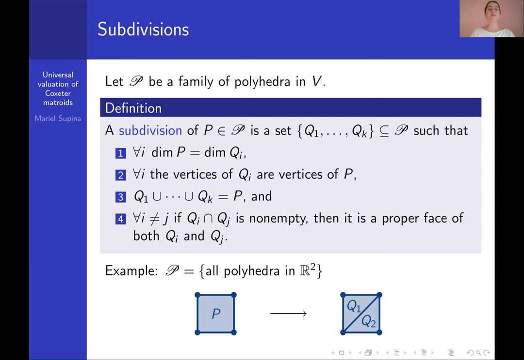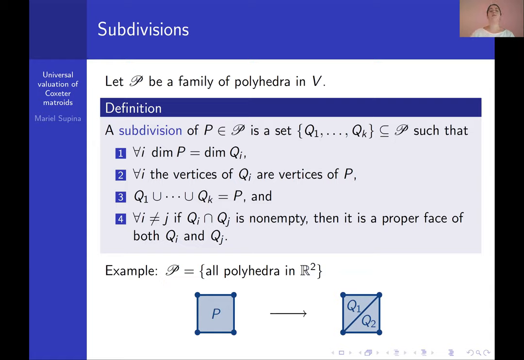And so if I have some polyhedron P in that family, a subdivision of P is going to be a set Q1 through Qk of polyhedra in the family, such that their union is P, and they're all the same dimension as P, and they only use vertices from P. And very importantly, if you intersect any two of them, you need to get something that's a face of both of them. So that's a lot of conditions, but here's an example that will hopefully make that pretty clear.